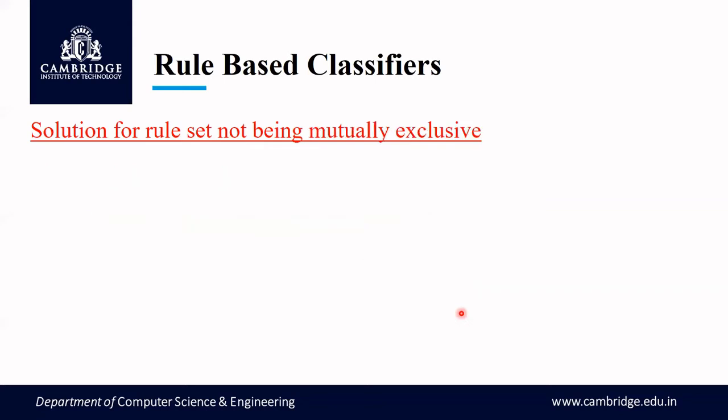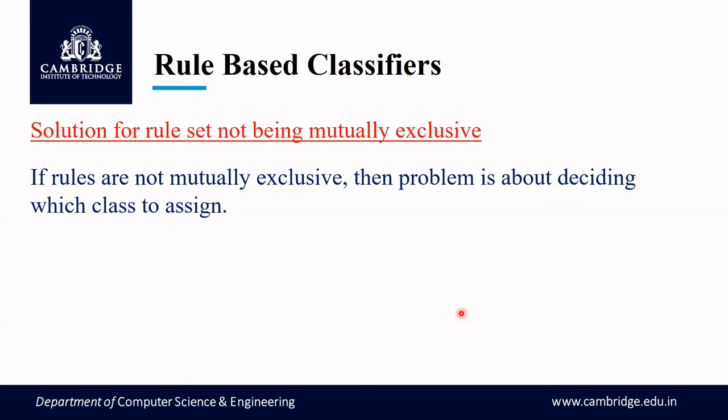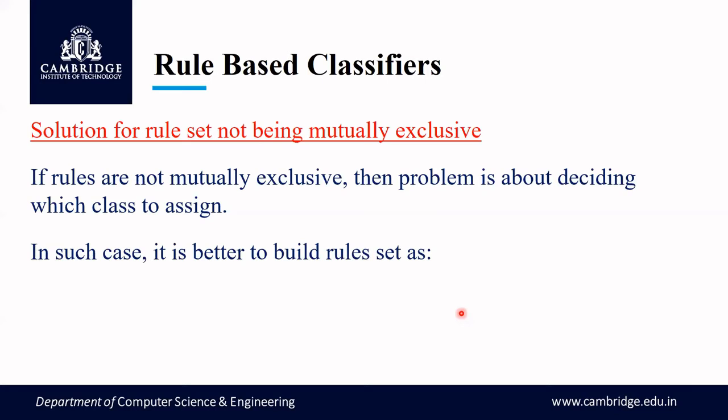Now, the next problem that we have is mutual exclusivity. Suppose our rule set is not mutually exclusive. So what is actually mutually exclusive? It means that there is ambiguity in deciding which class to assign. If such ambiguity exists, then we can tell that the rule set is not mutually exclusive, right? The solution is that you will be building the rule set in two ways. One is you will arrange it in the form of ordered rules, or it is arranged in the form of unordered rules.